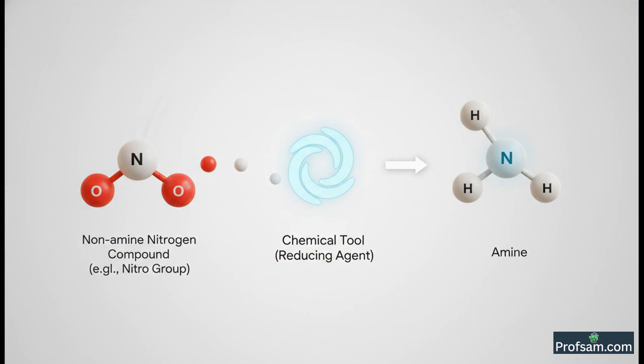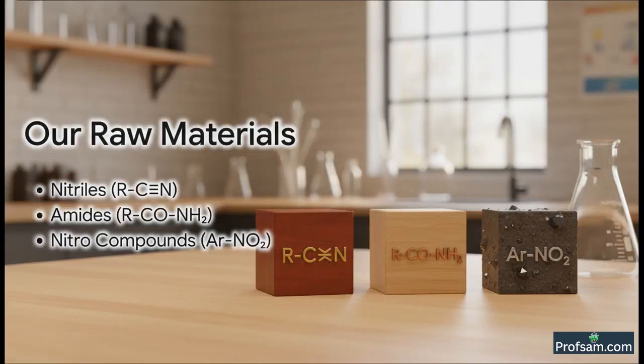Okay, so what's the basic idea? It's actually very simple. We take a compound that already contains nitrogen, but it's not the amine we want. Then, we use a very specific chemical tool to transform it into the amine we need. It's a process of conversion, taking one thing and skillfully changing it into another. So what are these raw materials I'm talking about? Well, think of them as different types of building blocks we have in our workshop. First, we have nitriles. Then, there are amides, and finally, we have nitro compounds. Each of these can be our starting point to build an amine.